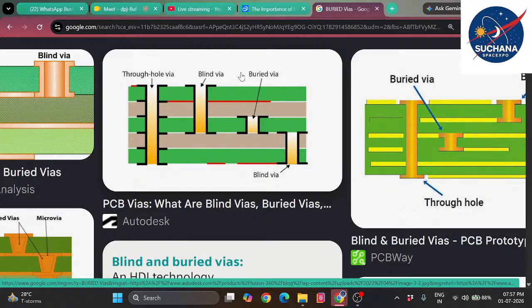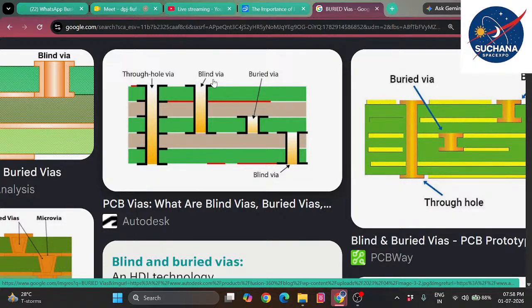Of course, the blind via and buried via are made with a conductive lining. And in the plated through hole via, we have conductive lining. If there's a presence of conductive lining, signal transmission can occur. Coming to the other one, the non-plated through hole via is there for just mechanical purposes, like for mounting or inserting a screw for screw fitting. For that purpose, non-plated through hole vias are used.